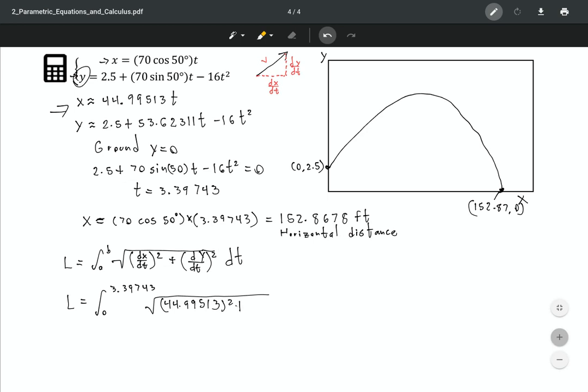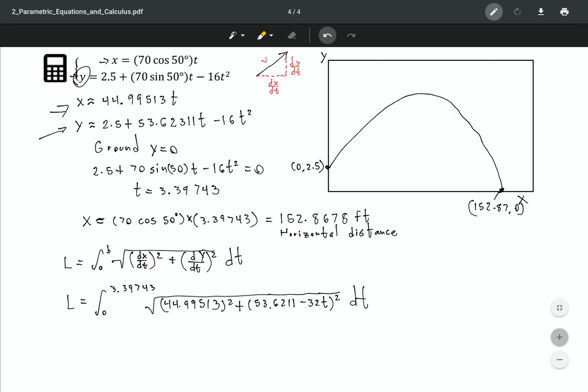Right, if I take the derivative of this right here, notice that the 2.5 would be 0. If I take the derivative of 53.62311t, that would just be 53.6211. And the derivative of negative 16t squared would be negative 32t. So it's almost a constant. I'm going to square all of that.